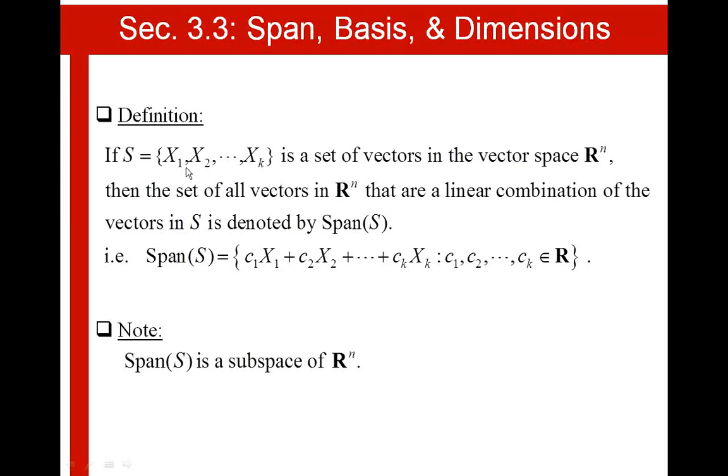If S is equal to x1, x2 to xk, which is a set of vectors in the vector space Rn, then the set of all vectors in Rn that are a linear combination of the vectors in S is denoted by span S. In other words, the span of S is equal to the linear combinations of the vectors included in S. Therefore, this can be translated, as we have seen before, as C1 times x1 plus C2 times x2 plus etc. plus Ck times xk, where the C's are scalars that belong to R. Note that span S is a subspace of Rn.